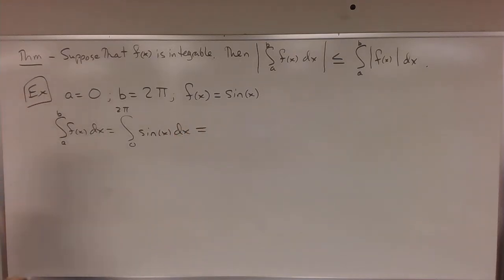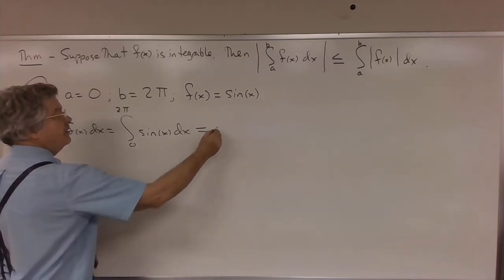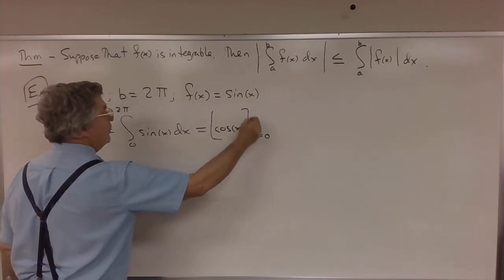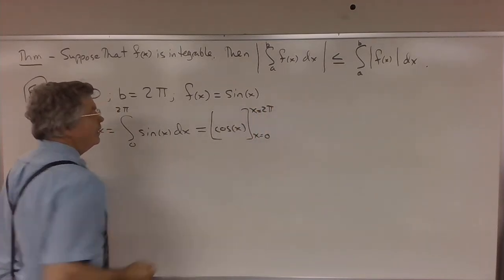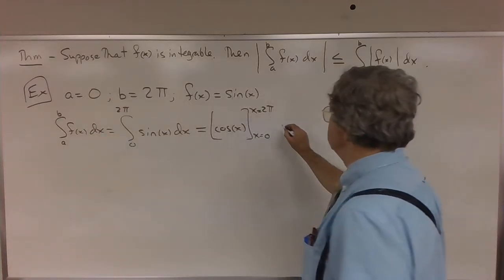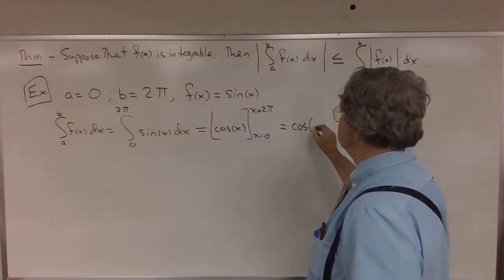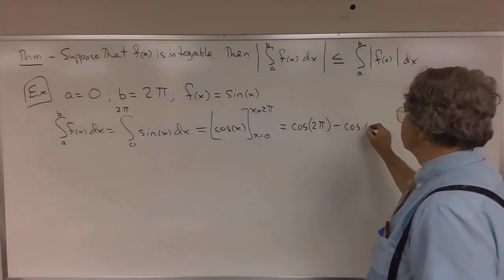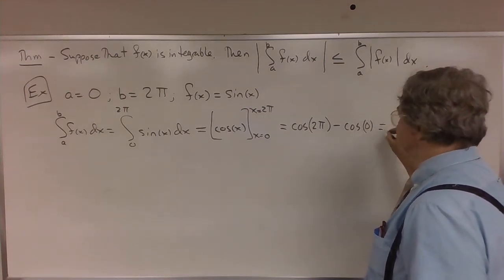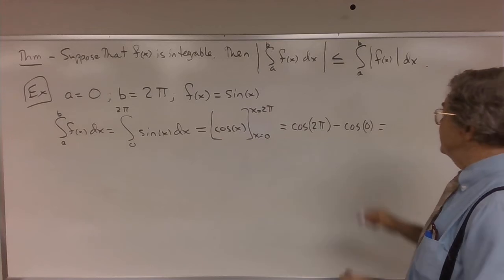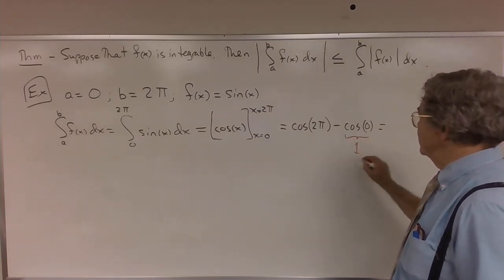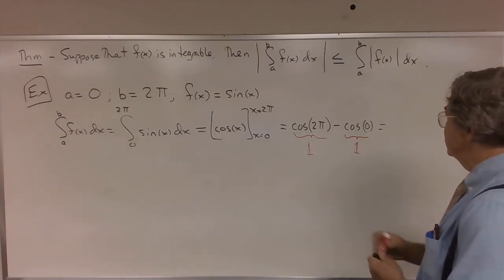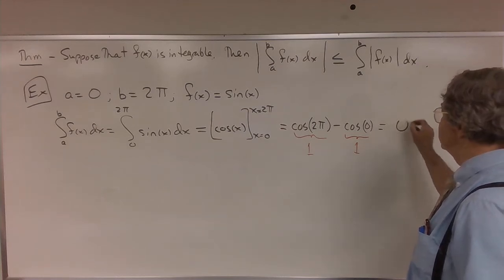And to evaluate this, we compute the antiderivative, negative cosine of x, and then we plug the upper limit into the antiderivative, and we plug the lower limit into the antiderivative. And let's see, cosine of 0, that's 1. Cosine of 2 pi, that's 1 also. So this turns out to be a big fat 0.